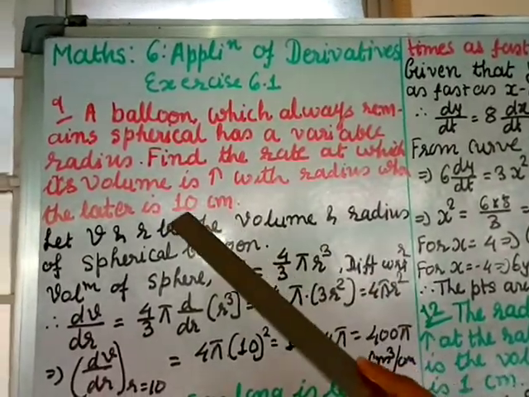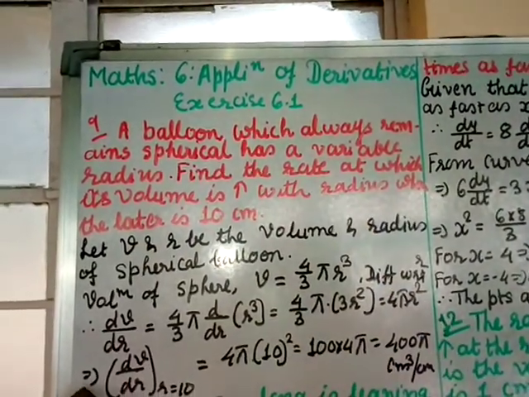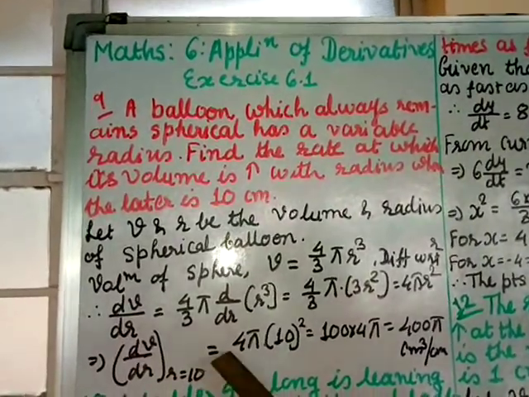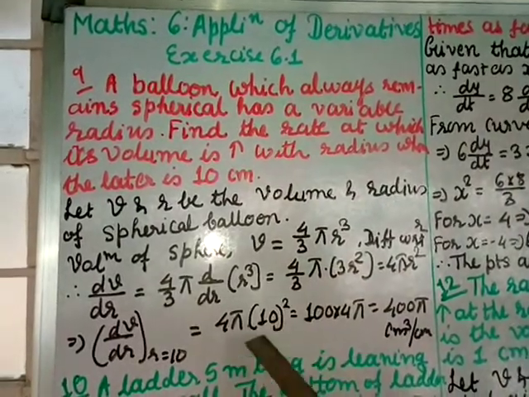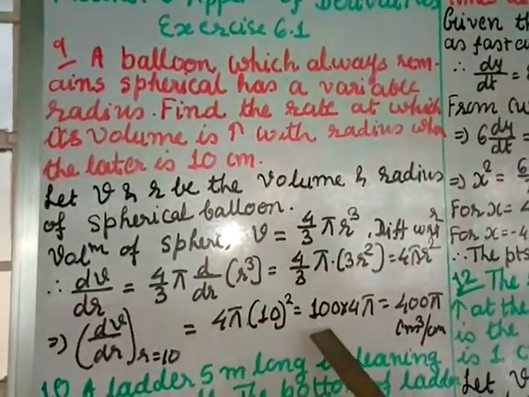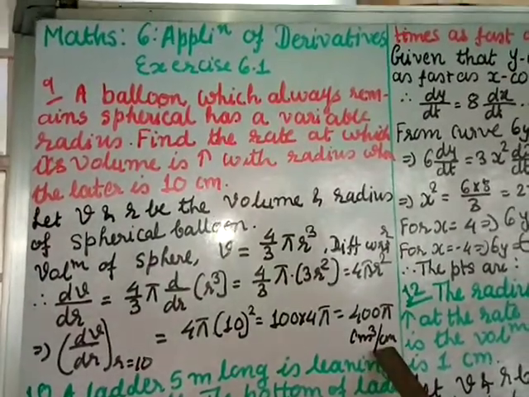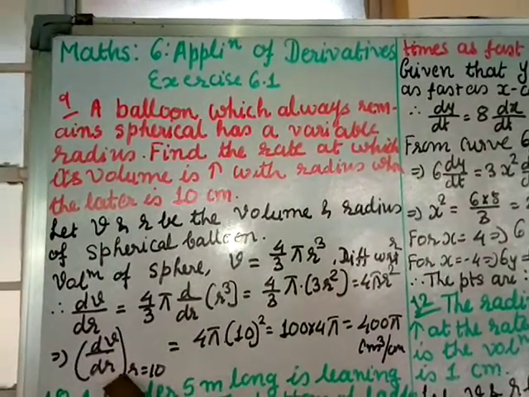They have asked us when the radius is 10 cm. Therefore dV by dr at r equal to 10 is equal to 4 pi, and instead of r you put 10 square, which is 100, into 4 is 400 pi. So 400 pi centimeter cube per centimeter. That is the rate of change in volume with respect to radius.